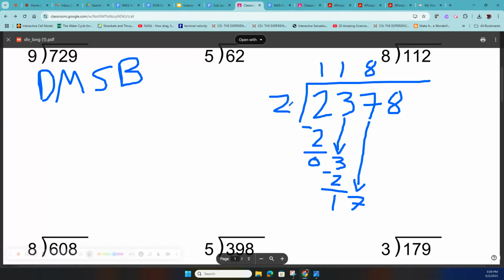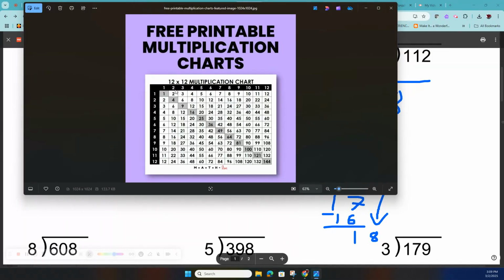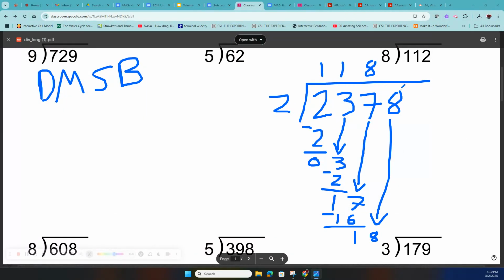Multiply step. 2 times 8 is 16. Subtract step. 17 take away 16 will be 1. Next step is bring down. And we go all the way back to the divide step. 2 divides into 18. Oh, let's be safe. Let's double check. 2, 4. Okay, I'm looking for 18. If I get too big, I'll have to go back. Ooh, 18. So 2 divides into 18 9 times.